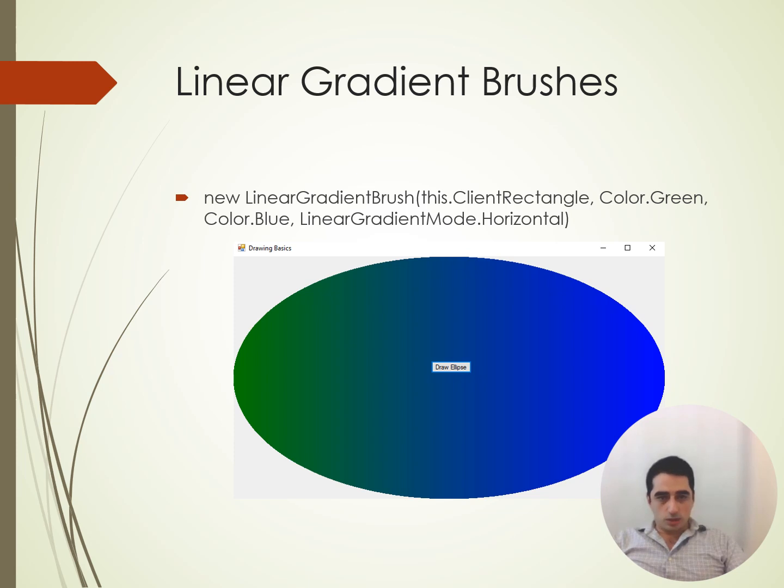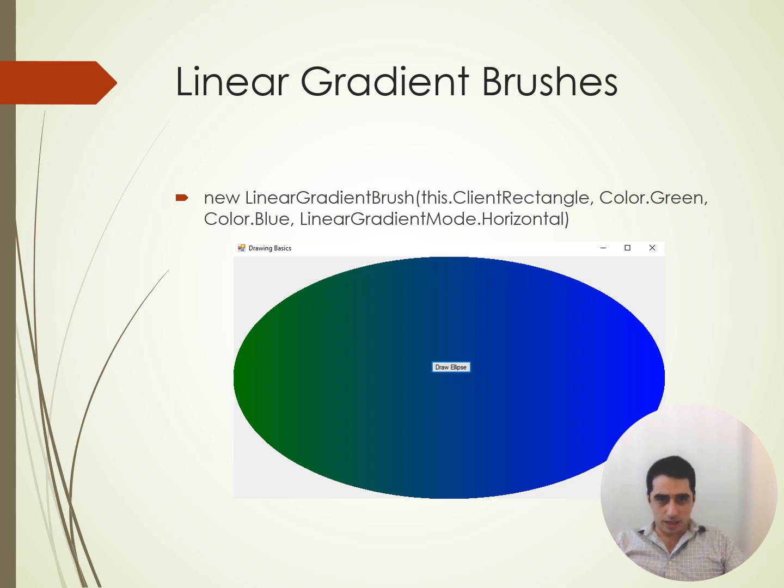Now let's say you want to create a brush that colors the interior area of a shape like an ellipse with two separate colors, and the colors are going to be, in this case, green and blue. And then what you want is a gradual linear change from one color to the other color when you're moving from one side to the other side. This is how you can create such a brush.